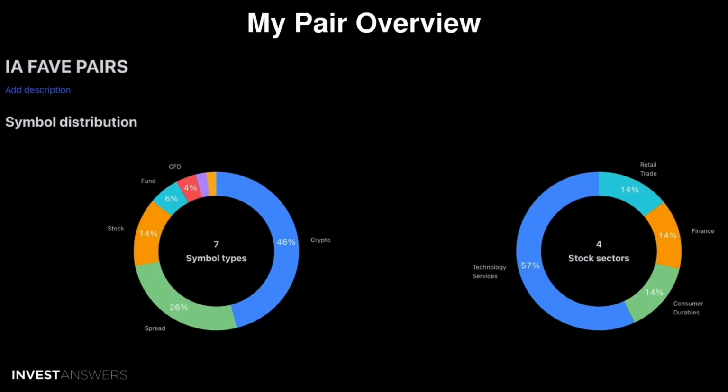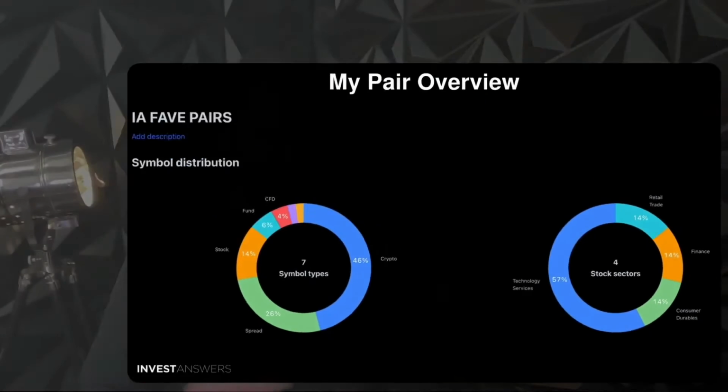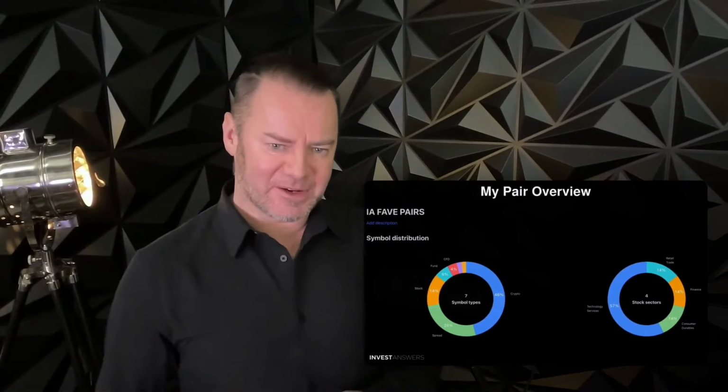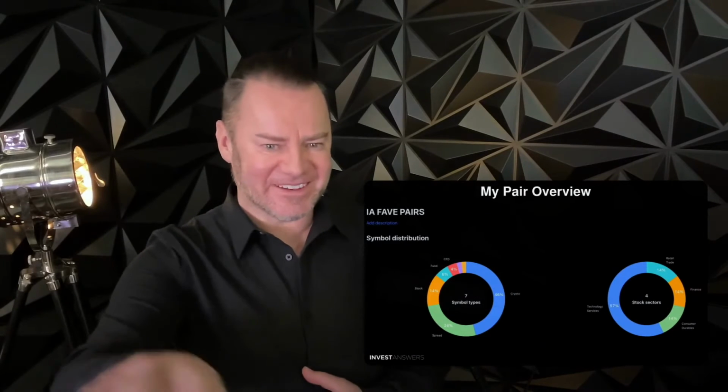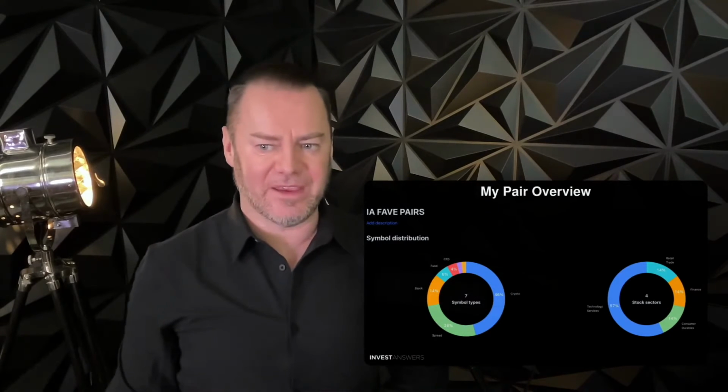I tend to be very focused, but on a whole bunch of different symbol types like crypto, spreads, stocks, funds, CFDs, and on the stock side, mostly technology when it comes to sectors. You can see it's 57% tech stocks, but a little bit around consumer durables and finance and retail trade as well. Finance would be Square, retail trade would be Amazon, but it doesn't consider them technology per se.